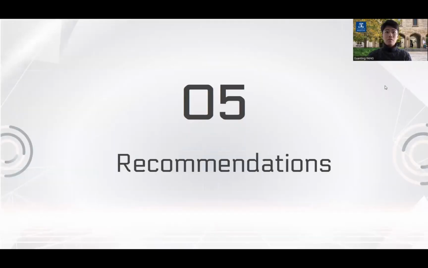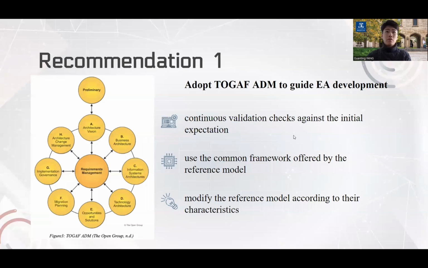In this section, we're going to discuss recommendations. First, we recommend adopting TOGAF ADM to guide EA development. Based on the previous discussion, TOGAF ADM is well suited for EA development and implementation for AI-related smart manufacturing. The 8 generic phases in TOGAF ADM can provide practical guidance for architectural development. During the process, it's recommended to do continuous validation checks against the initial expectation to ensure that EA evolves in line with the company's expectation and the best practice.